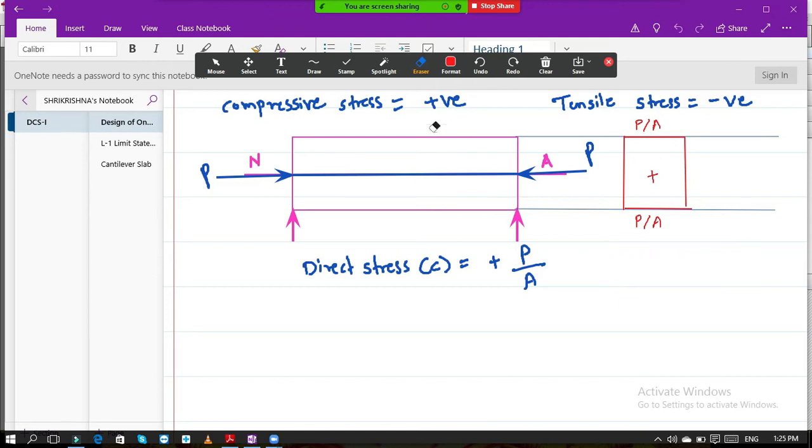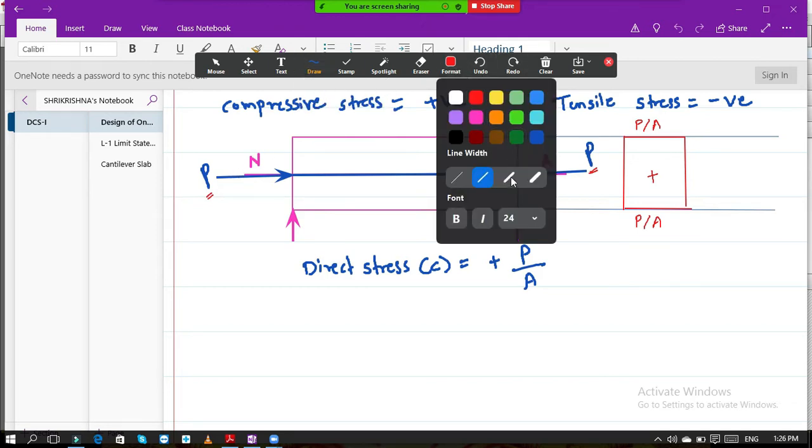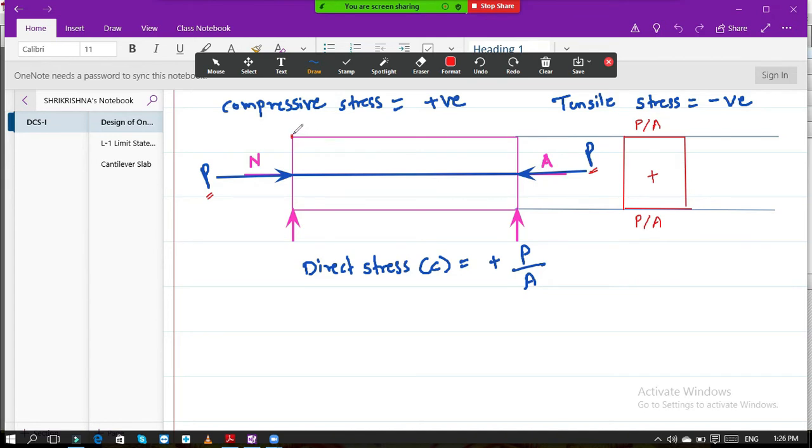Okay, so this is your stress distribution diagram. It is for direct stress. Now this is for this applied force P. In addition to this, you know that a beam always carries self weight. So the beam has some dead load, and if we consider some live load, suppose now dead load and live load both are acting on the beam.